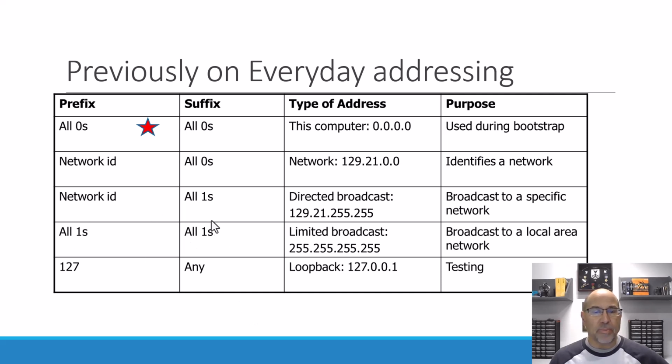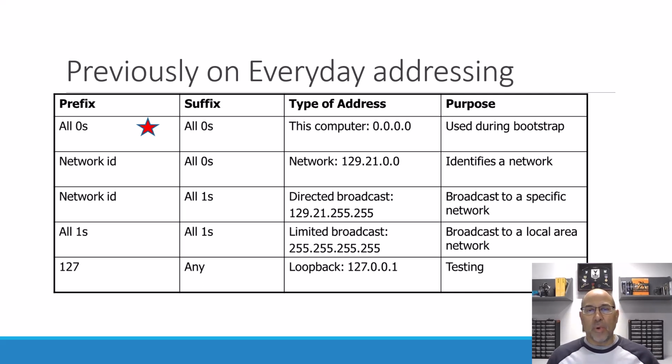Here is the limited broadcast, all binary ones. Usually translates to 255.255.255.255. And then we've got 127 and anything, and that's loopback. So these are our everyday addressing. And then, of course, we could add to that maybe our IP address.